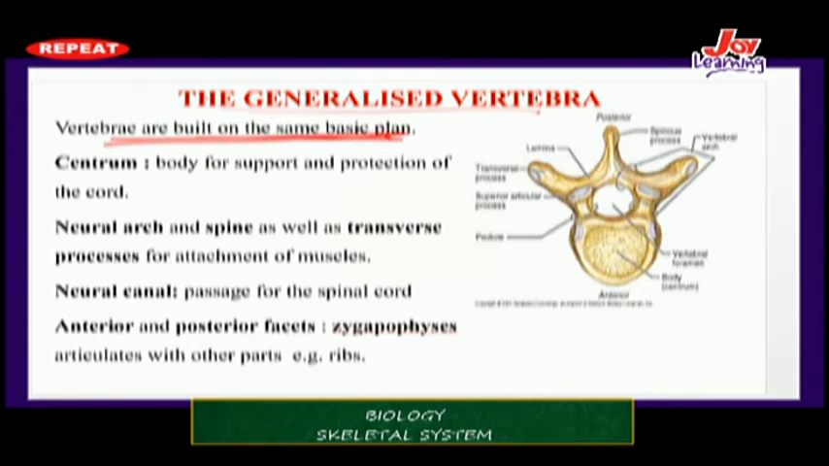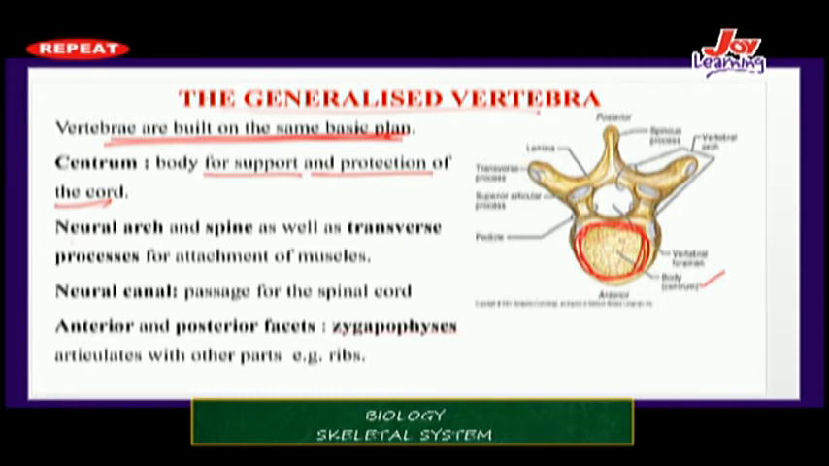There's what you call the centrum. This area here is referred to as the centrum. So when you draw and label the centrum, you have a point for that label. And the function is that it is going to support and protect the cord. This is where another vertebra will sit for us to have the extension.